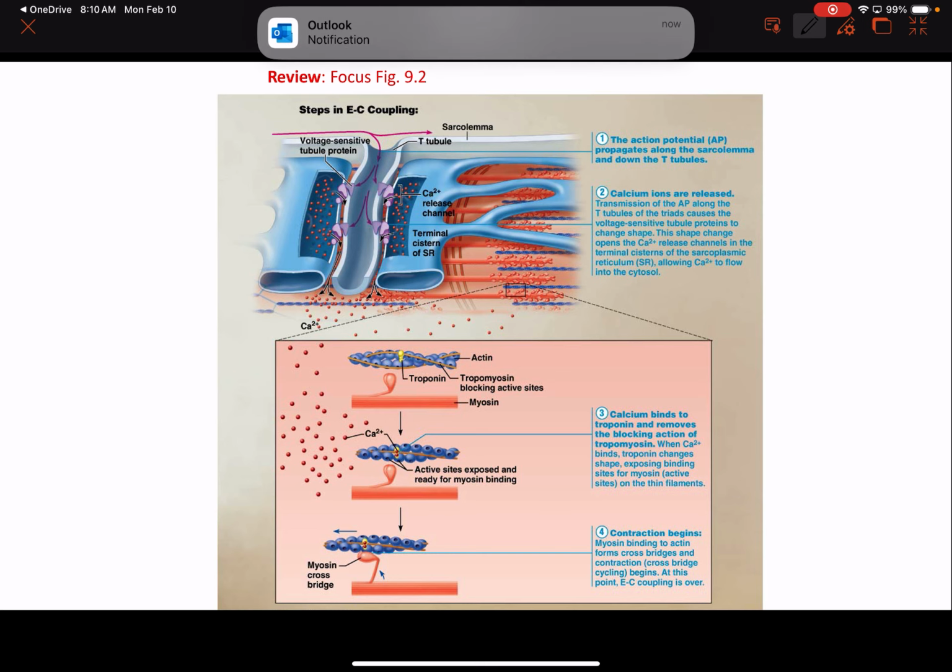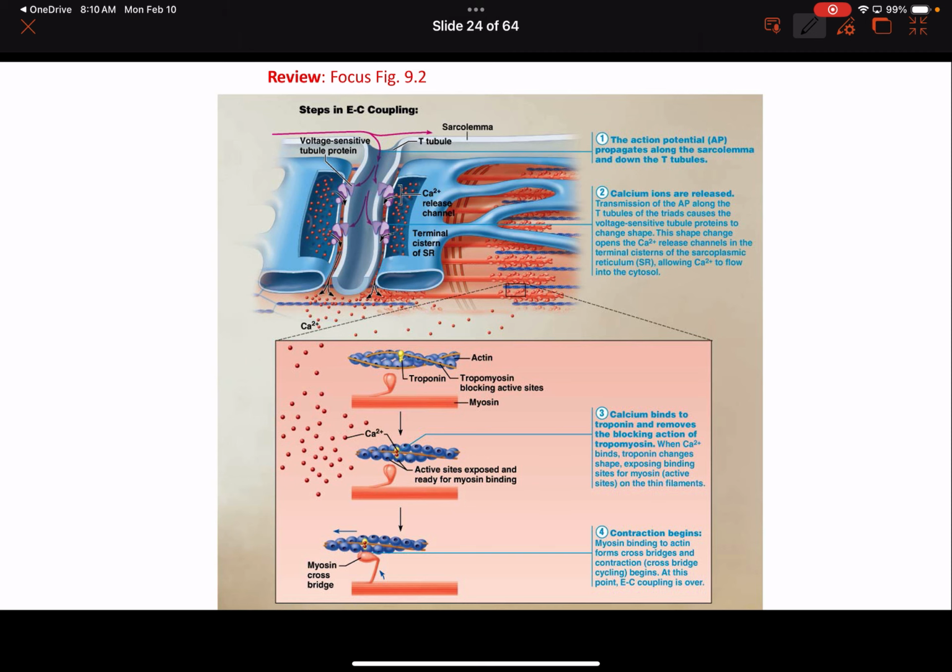And then as soon as that reaches the T-tubules and goes deep into the skeletal muscle fiber, that's going to open another set of voltage-gated calcium channels that are going to allow calcium to come out of the sarcoplasmic reticulum and bind to something called tropomyosin. It depends on which professor you took, but it binds to the troponin. Calcium binds to the troponin, which moves tropomyosin out of the way, which allows for the actin and myosin to come together and do the cross bridge.